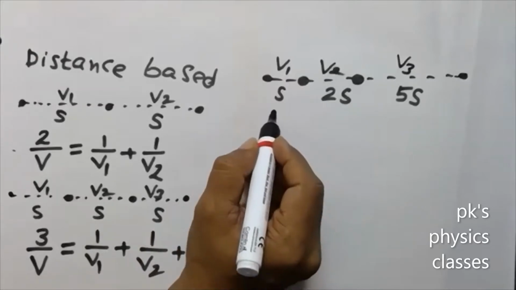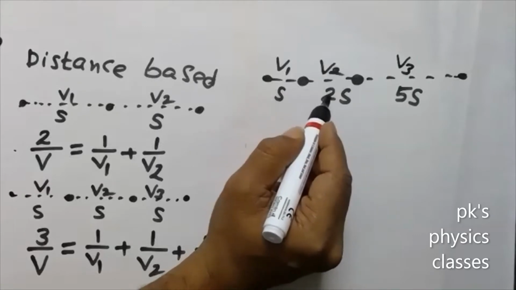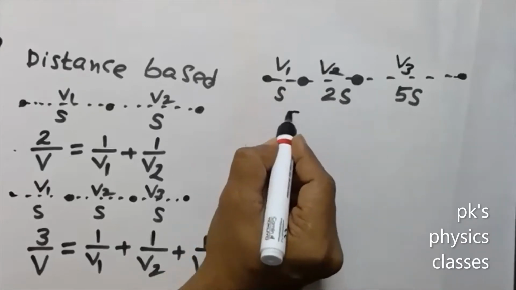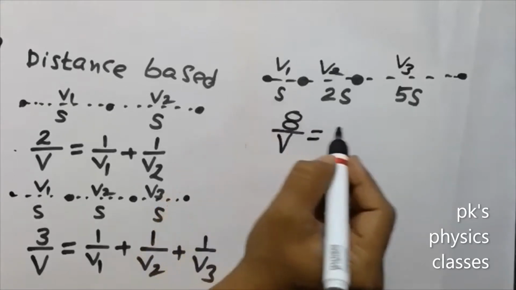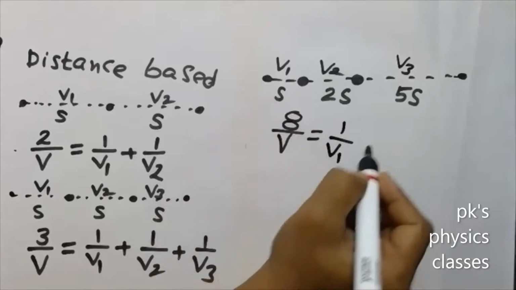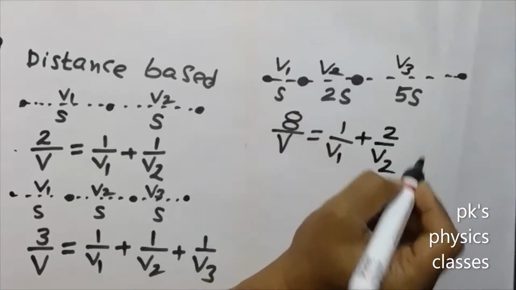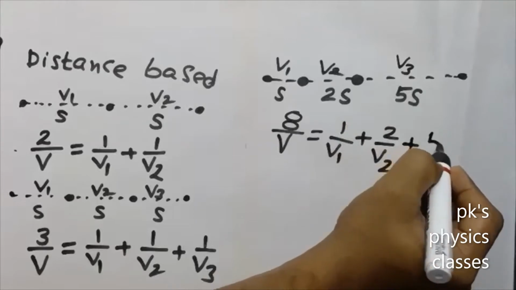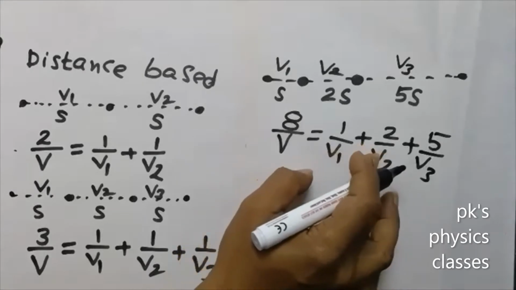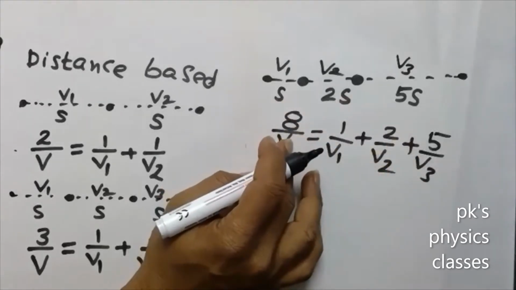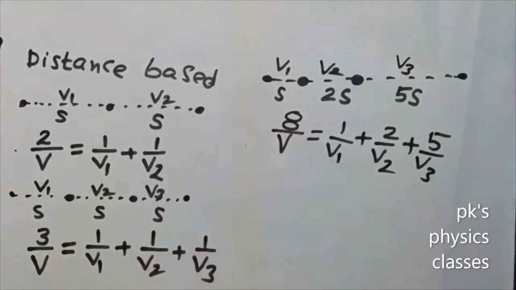If you want to find how many S's are there? 1, 2, 3, 1 plus 2 is 3, 3 plus 5 is 8. So 8 S's are there. 8 by V is equal to, here how many S's are there? 1. 1 by V1. Here 2 S's are there. So 2 by V2. Here 5 S's are there. So plus 5 by V3. Simply using this, substitute the numbers, then simplify this. You'll get the V value. This is an easier procedure than the regular procedure. Okay, let us see one more example.